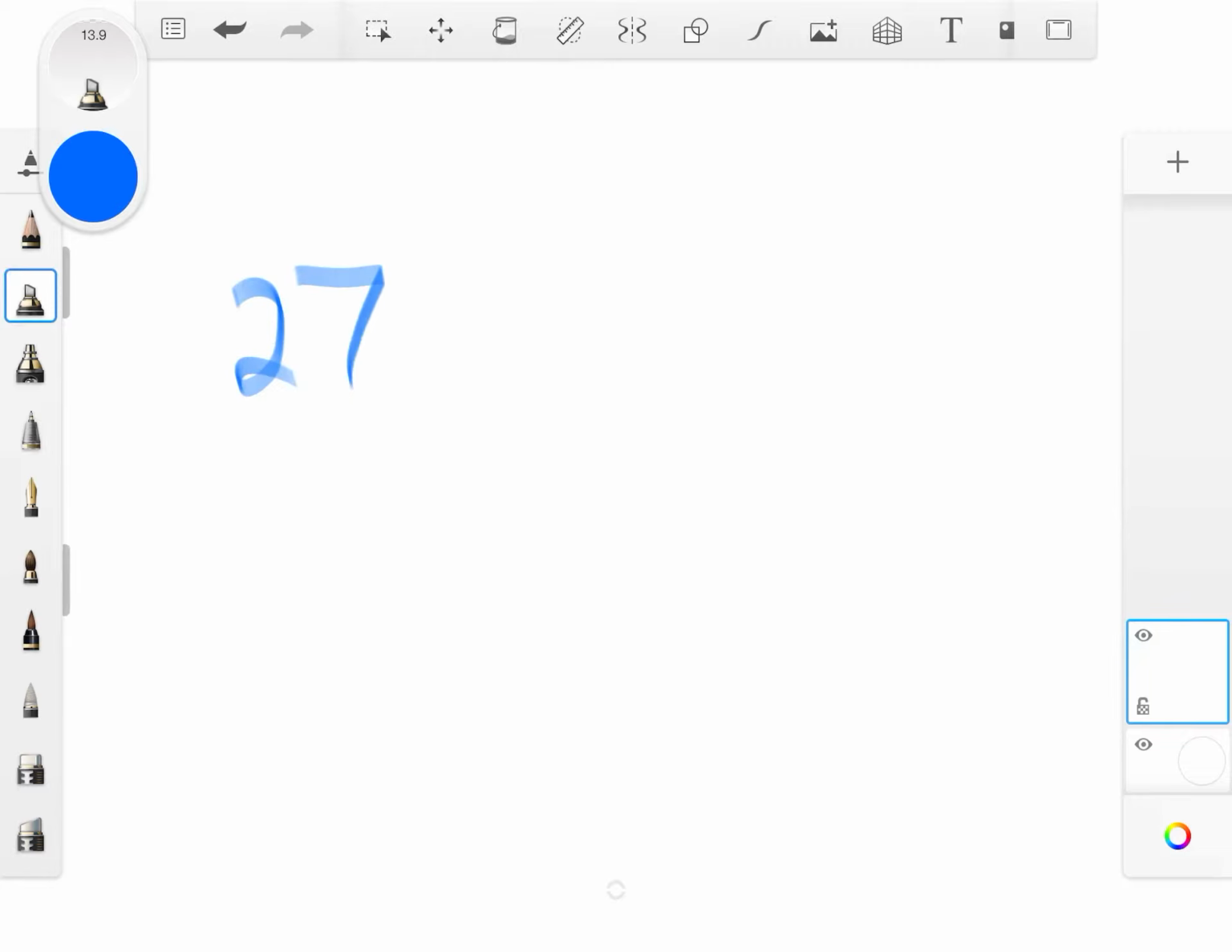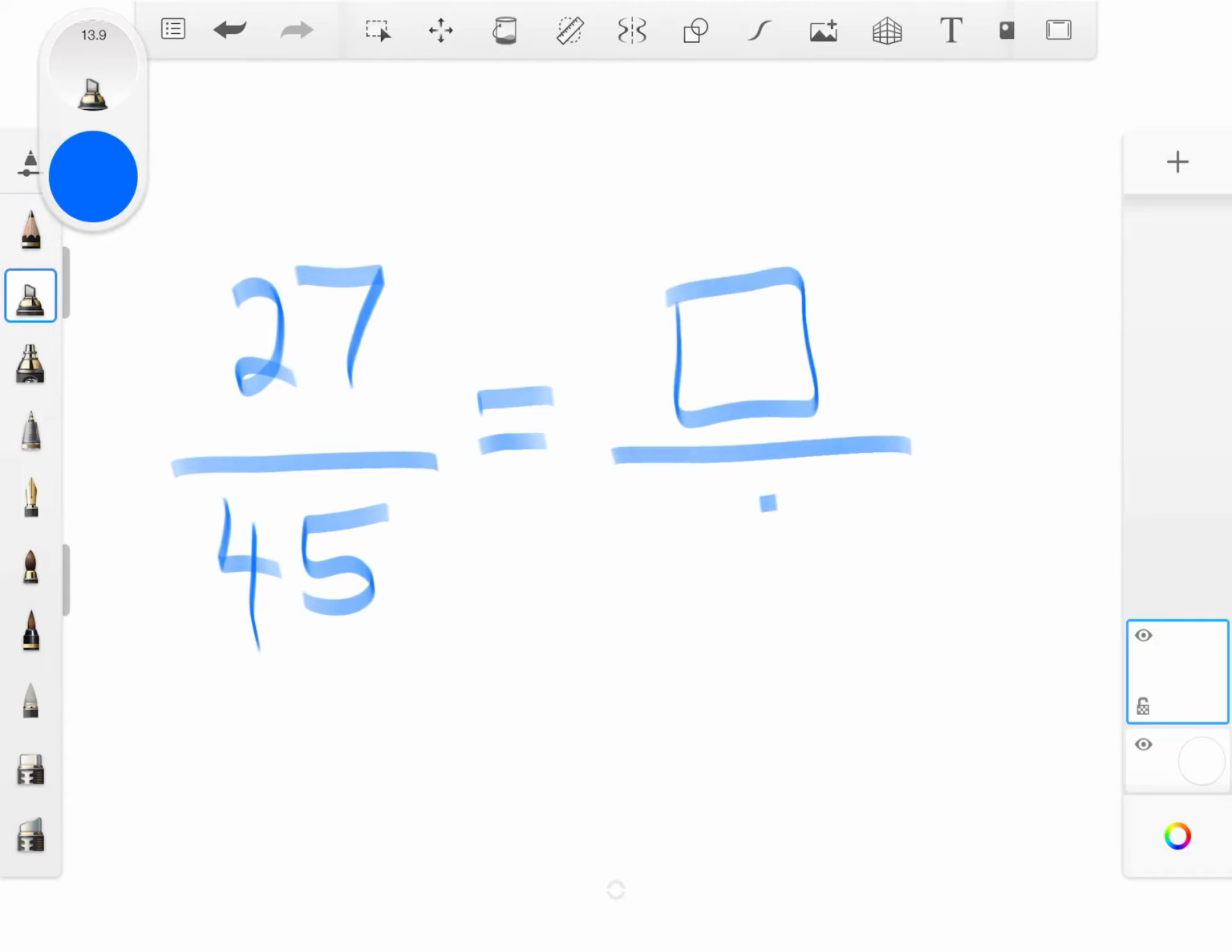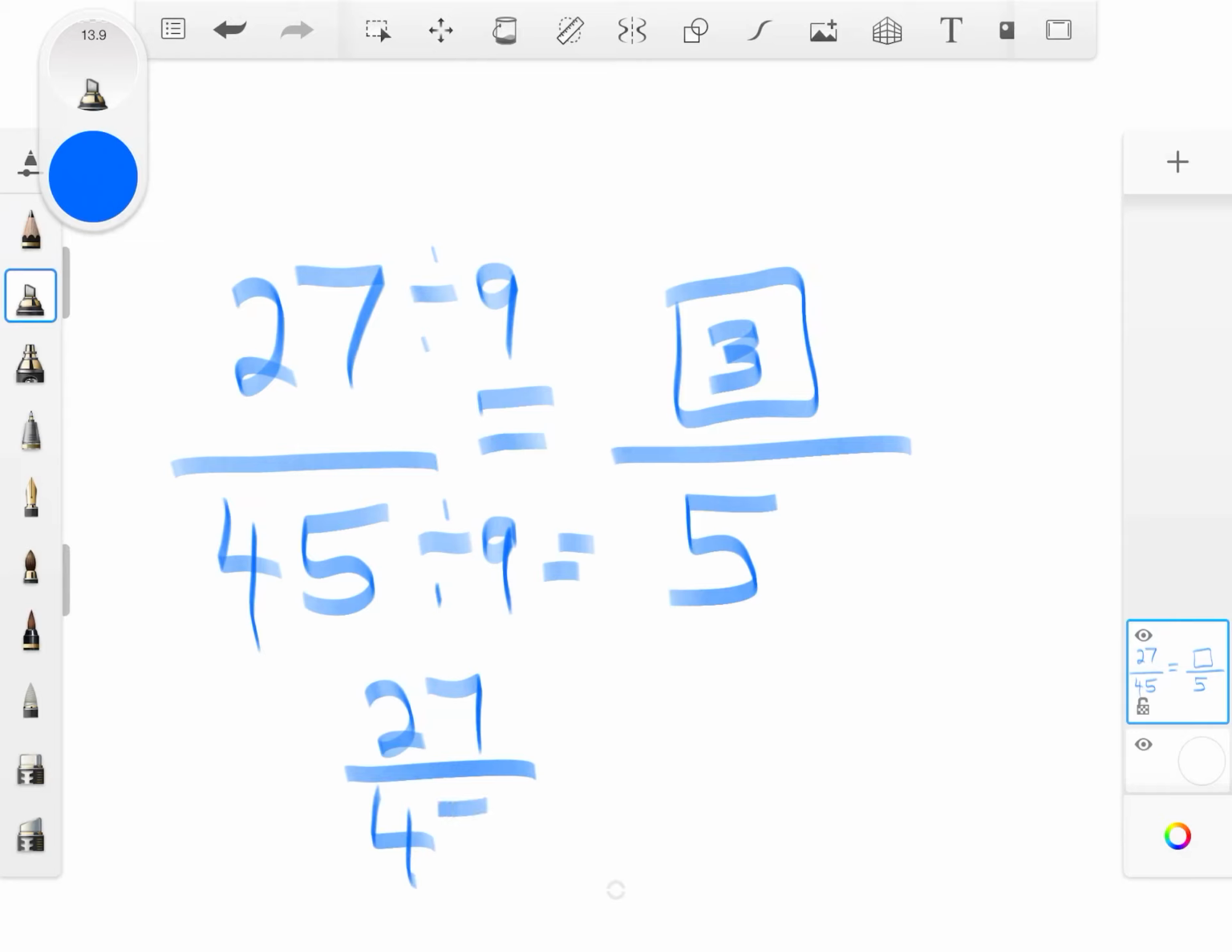If you have 27 over 45 equals something over 5, you know that 45 divided by 9 equals 5. 27 divided by 9 equals 3. So 27 over 45 is equivalent to 3 over 5.